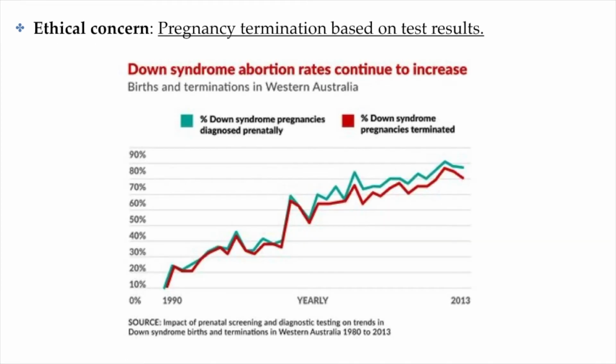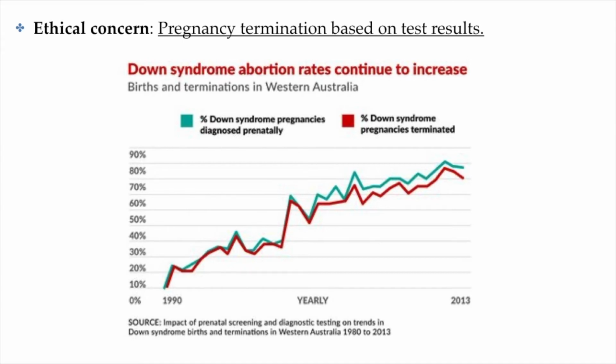And so one ethical concern with this type of genetic testing is the increased incidence of pregnancy terminations as a result of the tests, especially when it's done prenatally. This data from Australia shows the incidence of Down syndrome abortion rates compared to the incidence of Down syndrome pregnancies that are diagnosed prenatally. As more and more tests are done, more and more terminations happen for babies with Down syndrome.